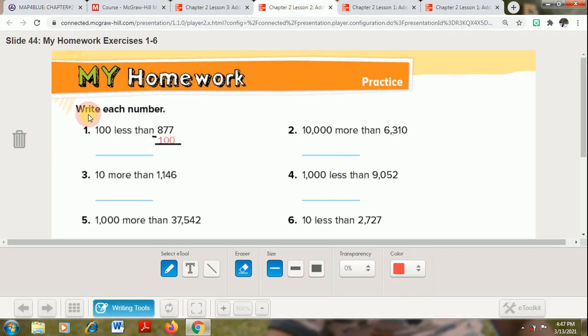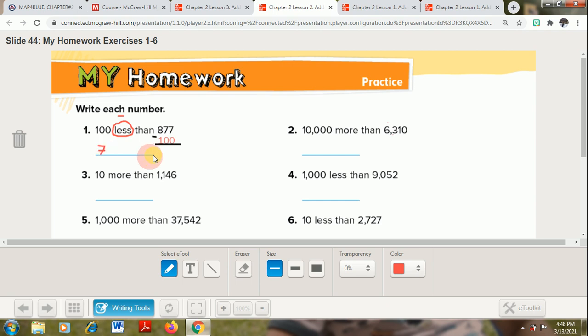Okay, so here it says write each number 100 less than 877. Remember, kids, that when you see the word less, it means you make a subtraction. Less is menos. Subtract. Okay? So I do a subtraction here. Look. 877 minus 100. Because this number ends in 0, I will just write 8 minus 1, which is 7.